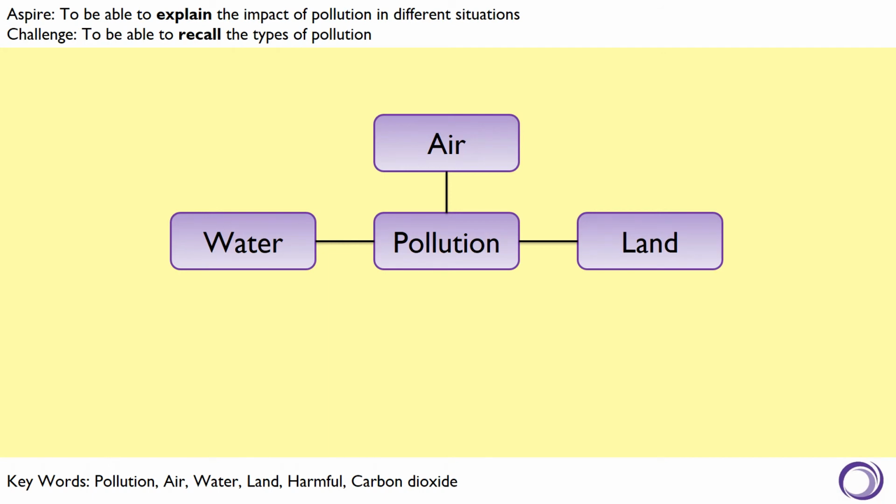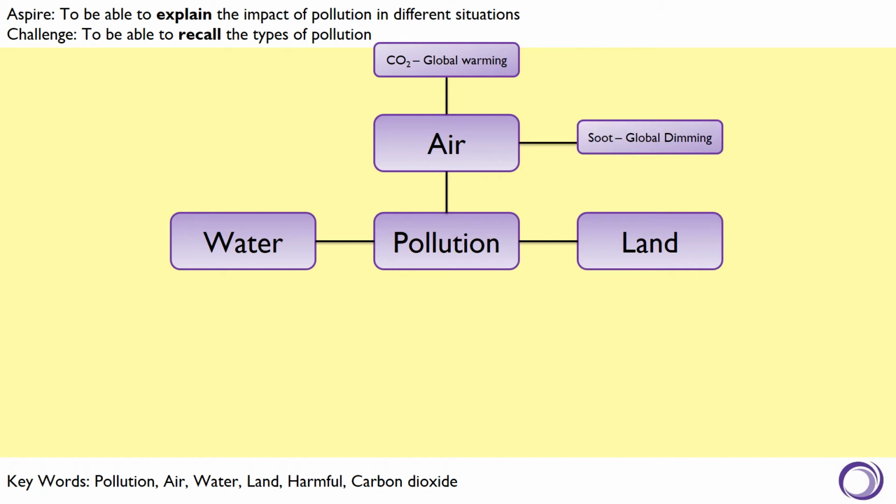Now, let's summarise each of the types of pollution we have looked at. So first of all, in air pollution, we looked at carbon dioxide, which causes global warming, soot, which causes global dimming, and sulphur dioxide, which causes acid rain.